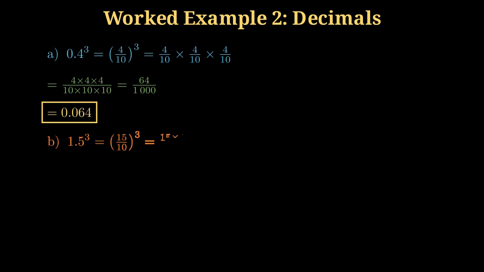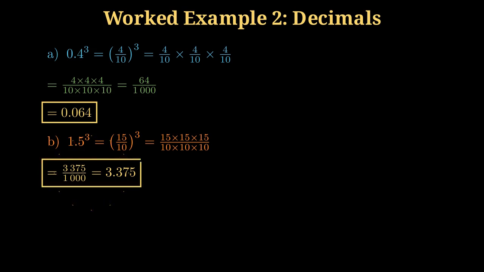B. 1.5 is 15 tenths. Cube the top and the bottom. 15 times 15 is 225. Times 15 again is 3,375. Divide by 1,000, 3.375. 1.5 cubed is 3.375. Decimals hold no fear once you write them as fractions.